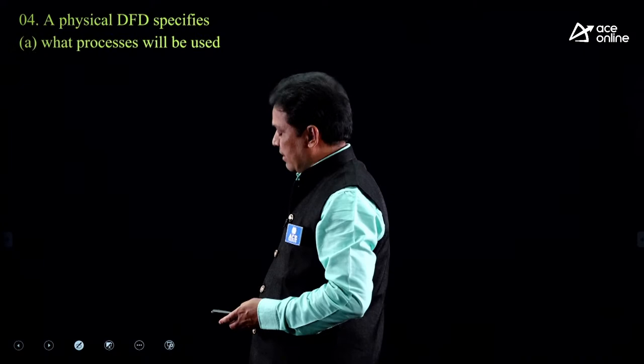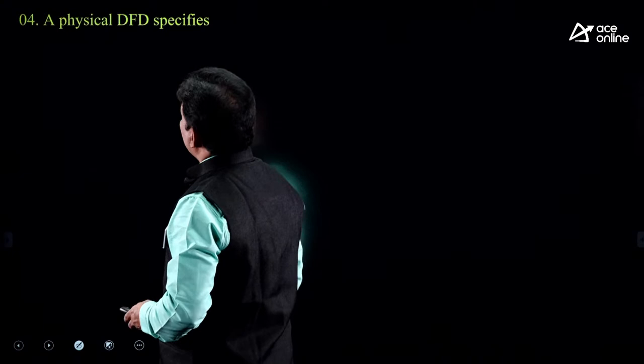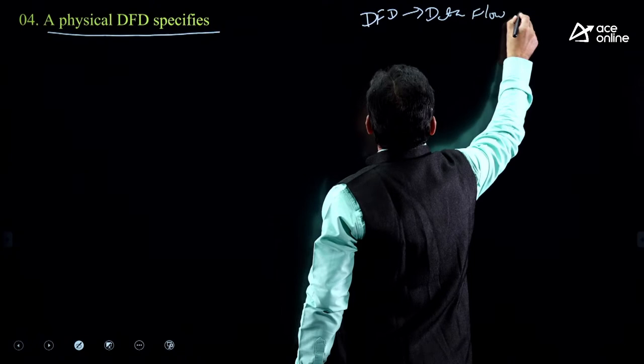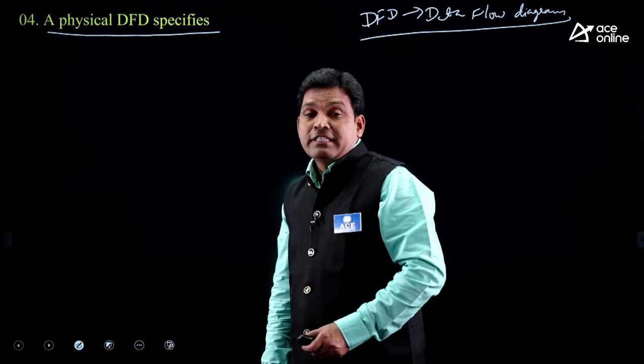Coming to the next question. Let's see. Next question: a physical DFD specifies. DFD stands for data flow diagram. What's the importance of this DFD? DFD represents the flow of data within a system.